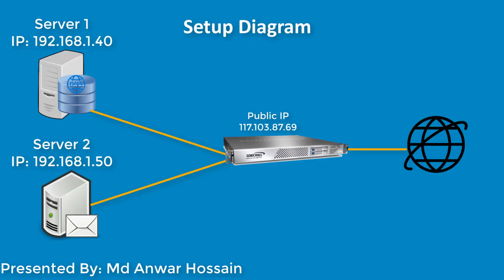Now one thing I need to show you is my setup diagram. Here you can see server 1. This is my DNS server and the IP address is 192.168.1.40. And server 2 is my mail server and the IP address is 192.168.1.50.